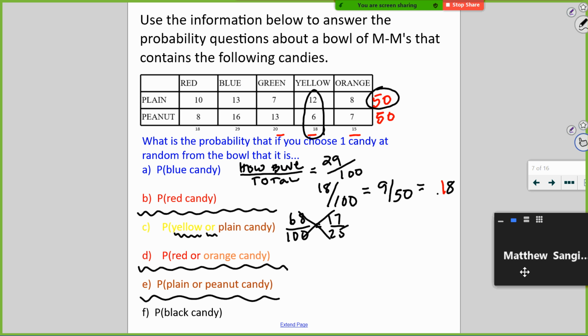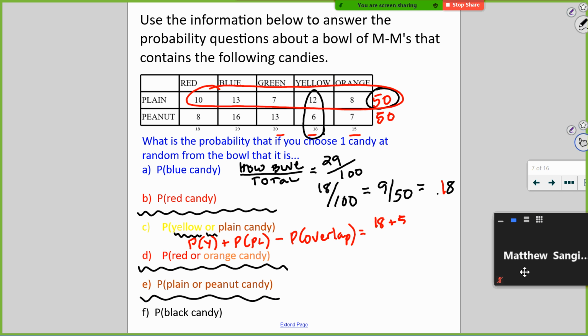12 of the yellow are also plain. Awesome, Matthew, right? So 12 was double counted. So with an or problem, you need to find the probability of the first one, add the probability of the second one, and subtract out the probability of their overlap, right? So if I really did this, I should go yellow plus plain minus the overlap together. That's like the real way to do an or problem.